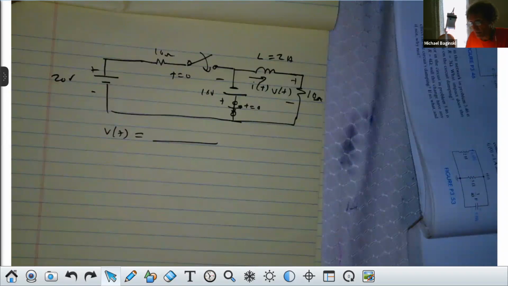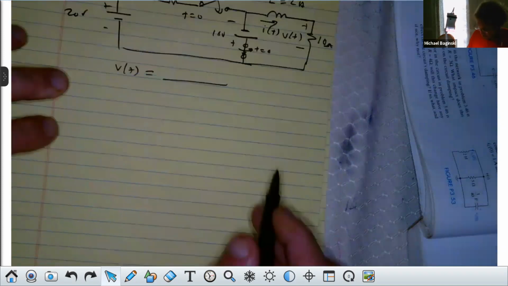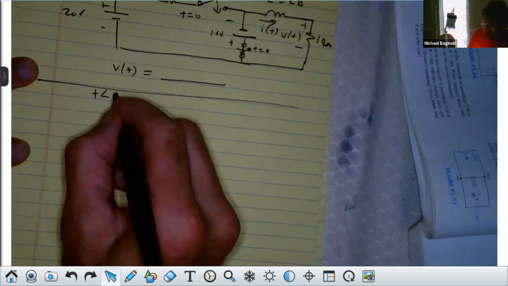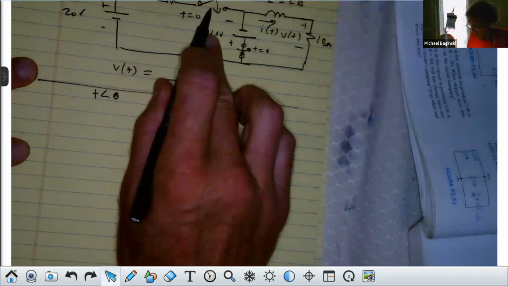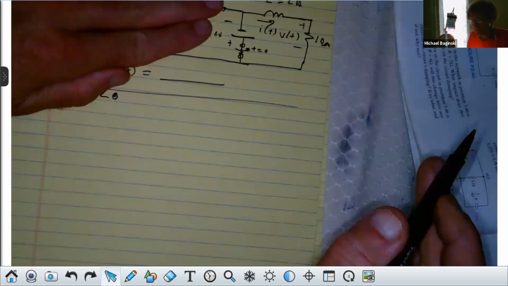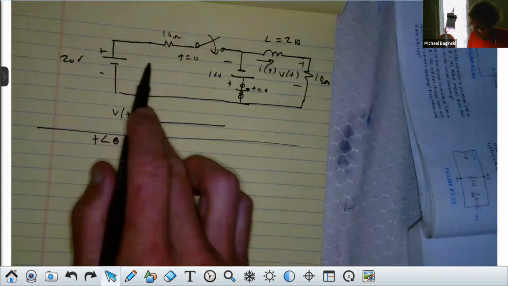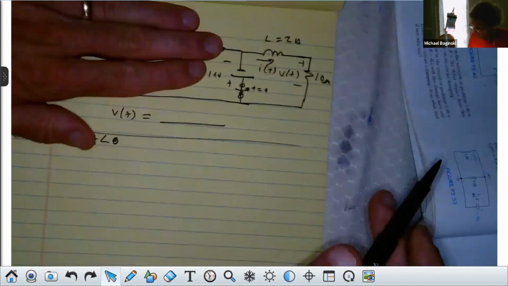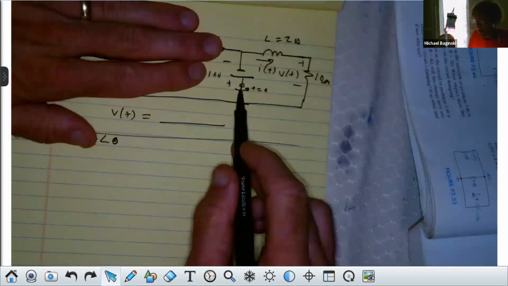Okay, now what I'm going to do is this. I'm going to look at this and do it in stages. For t less than 0, that switch is open, right? You can ignore it. Do you agree with me? I mean, this switch is open, ignore it. That switch is closed, a short circuit, right?